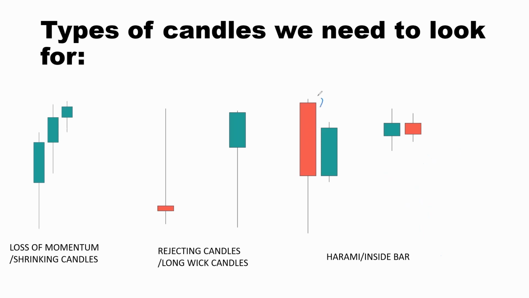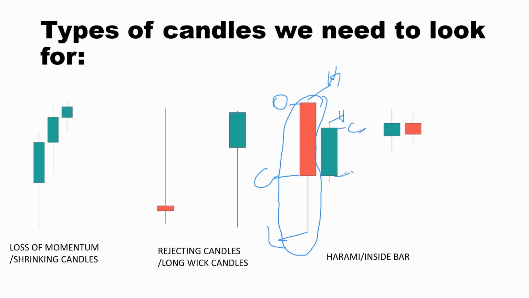I just want you guys to look at this candle here. This is the high, this is the open, this is the close, and this is the low. But look at this candle: this is the high, this is the close, this is the open, this is the low. All its body, including the highs and lows, are contained within this previous candle.